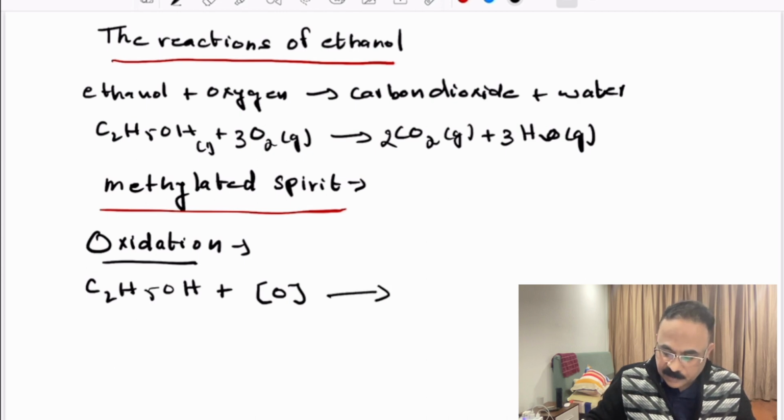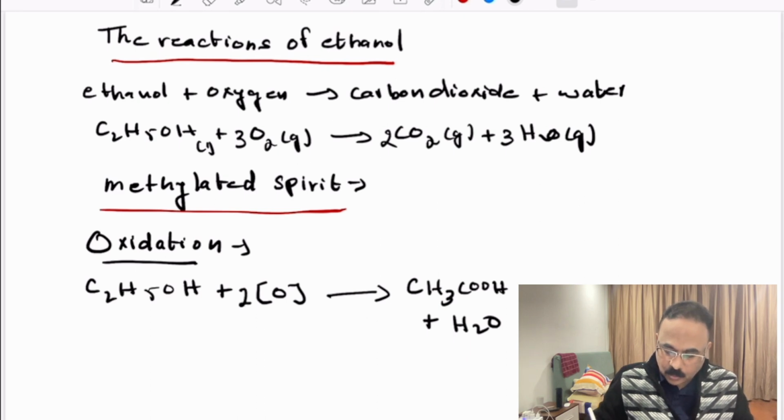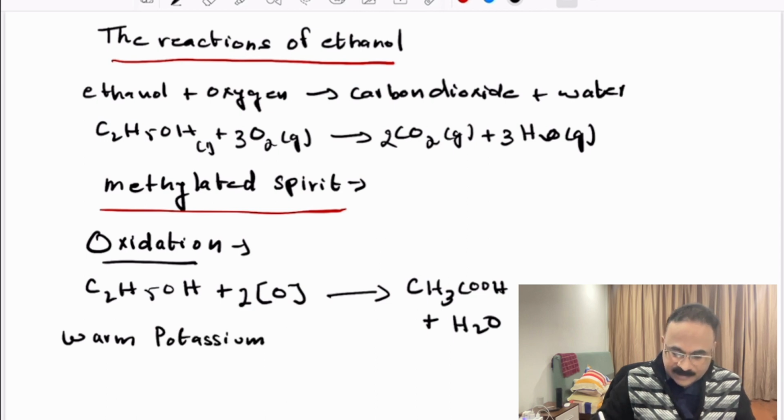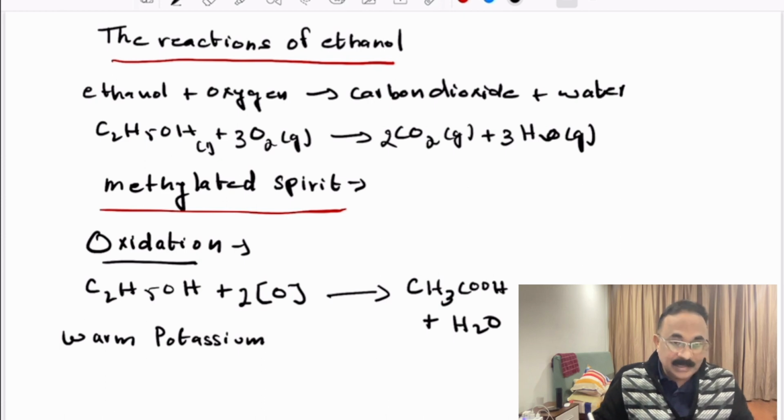And what will it give you? It will give you ethanoic acid, CH3COOH, plus water. So we can write that down, and remember we can write down 2O over here to balance it. So where does that come from? We can write it underneath. It comes from, what are we using over here? We are adding warm potassium manganate, that is acidified potassium manganate.